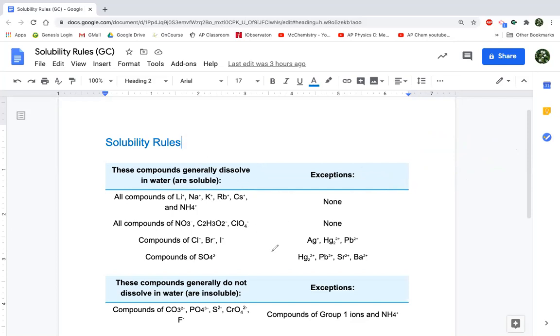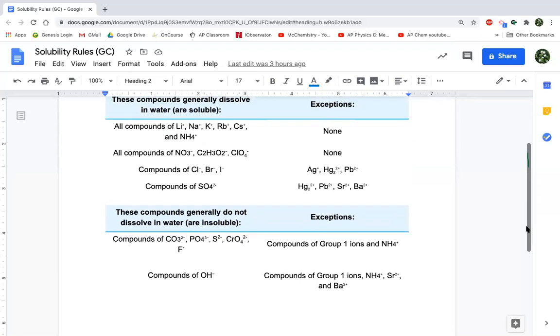So now we're going to look at when our rule is that most of the compounds are insoluble. Let me move this, whoops, down a little bit. Oh, hold on, guys. I'm still getting used to using this pen.